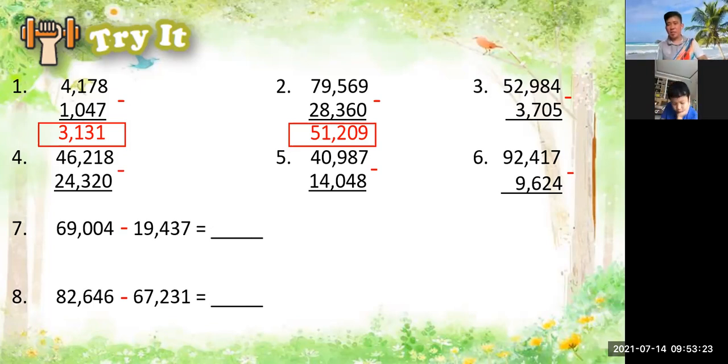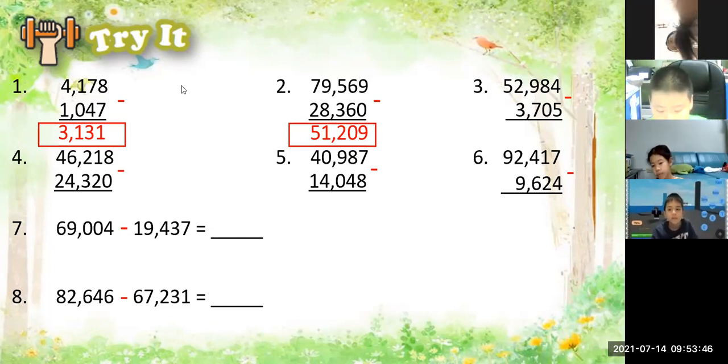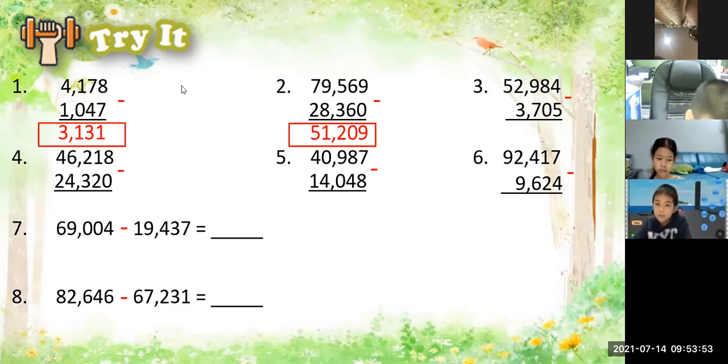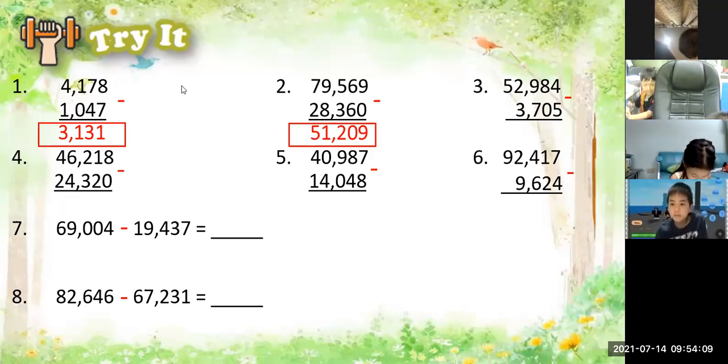Number 3. Sky, what's your answer in number 3? Where is Sky? Sky, are you there? Number 13, please answer question number 3. What's your answer? 52,984 minus 3,705.